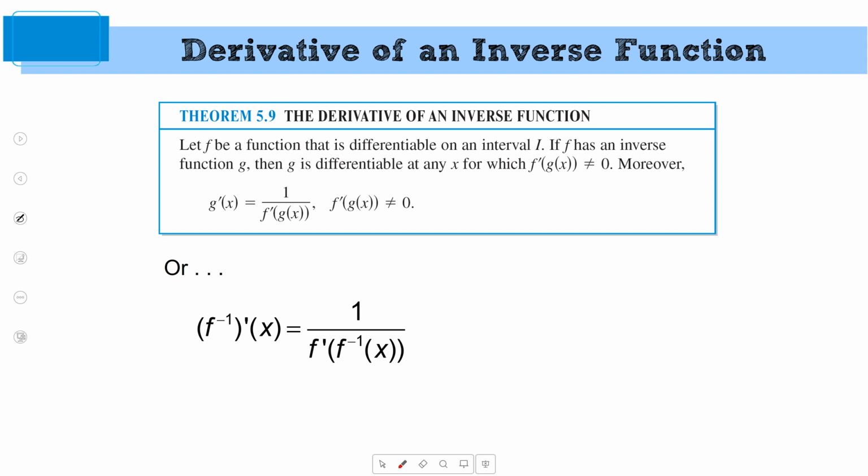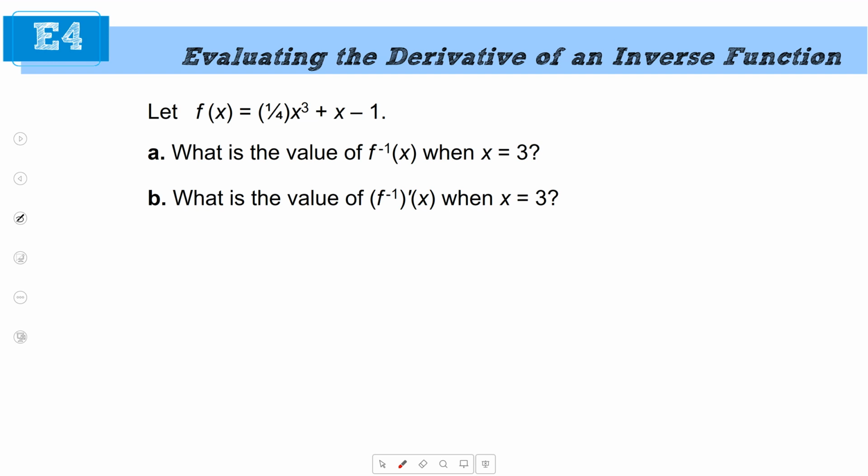Now, this will make more sense when you see it in action. So let's take this function. I'm going to forget about part A for a second and go right to part B. I want to know what is f inverse prime of 3. In other words, what's the slope of the tangent line to the inverse when x equals 3?